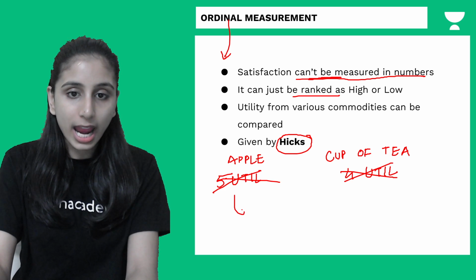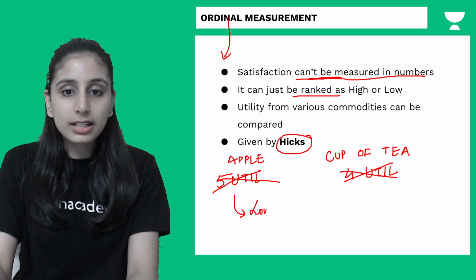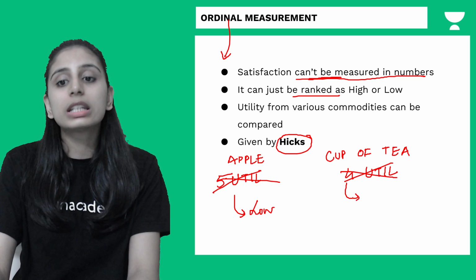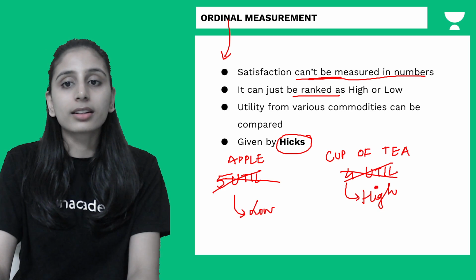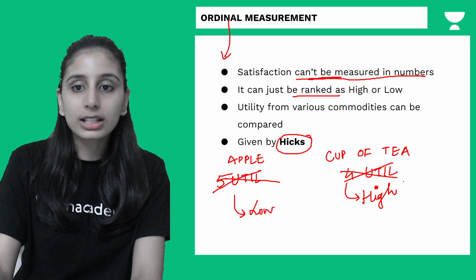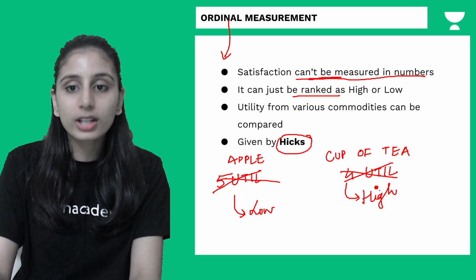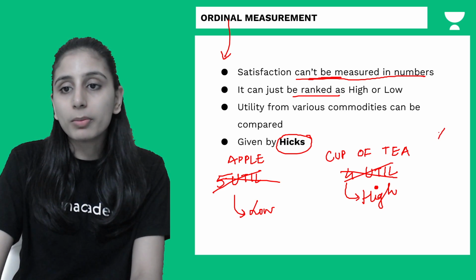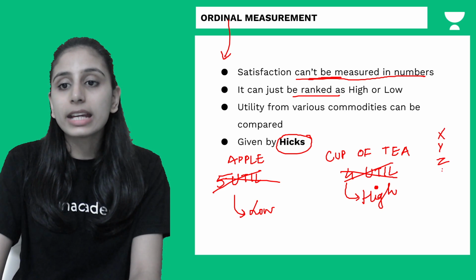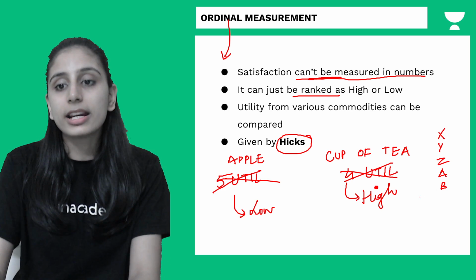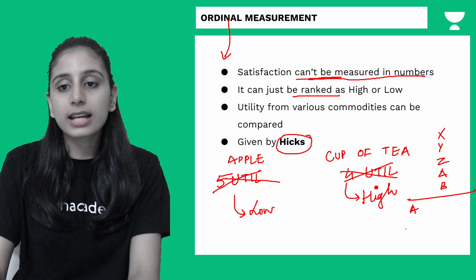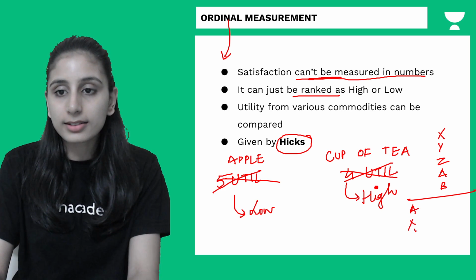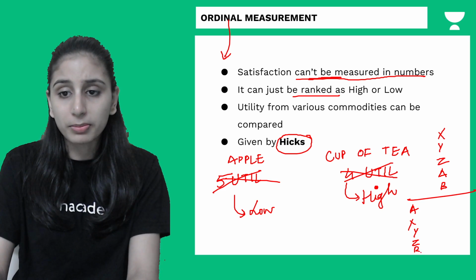I can just rank it as: I get low satisfaction from the apple and high satisfaction from the tea. Okay, I can just rank various commodities or give my preferences. For example, there are 5 commodities X, Y, Z, A and B. So what Hicks said is that we can rank them. For example, I get highest satisfaction from B, then from X, then from Y, then from Z, then from A.